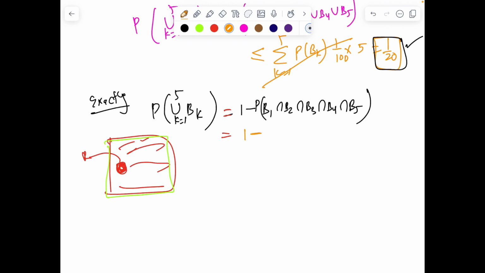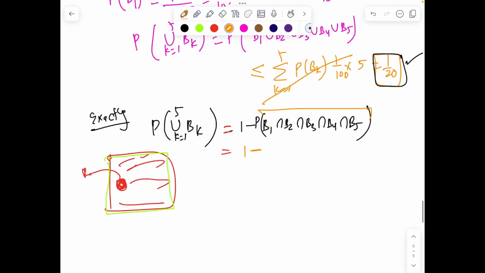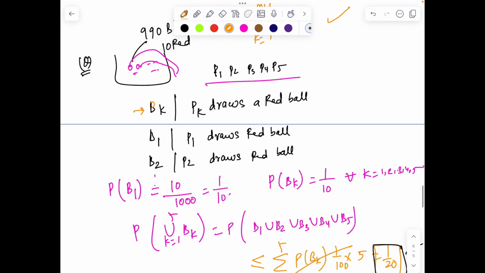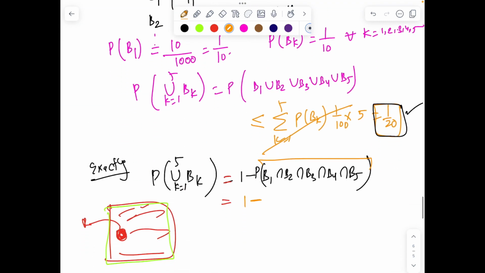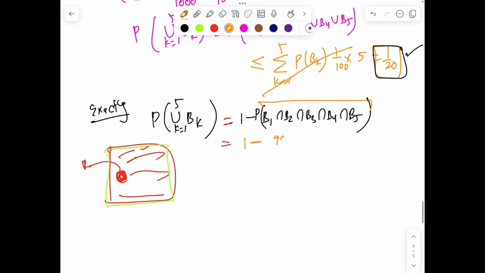Okay, so there are many ways of doing this. One way is, if B1 is not getting red ball, right? So suppose how many red balls are there? There are 10 red balls and 990 others. Okay, so then you can tell it will be 990 by, let's say, 1000 if I take. Now suppose B2 should also not get red ball. So if I'm taking 990 by 1000, okay, so like this if I multiply 5 times 990 by 1000, will I get the answer? Will I get the answer?